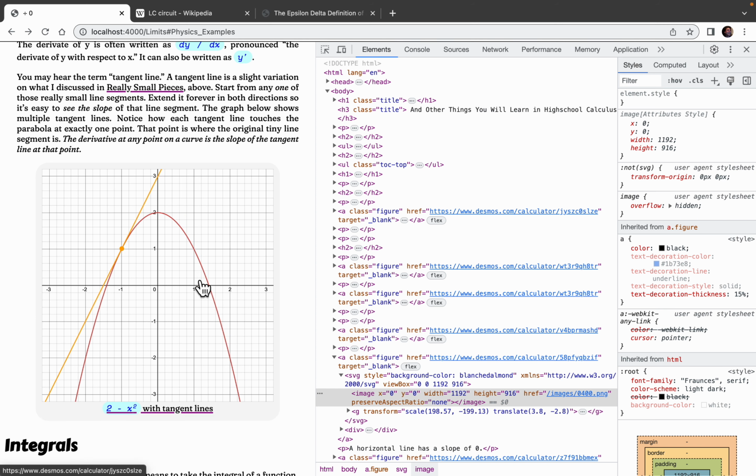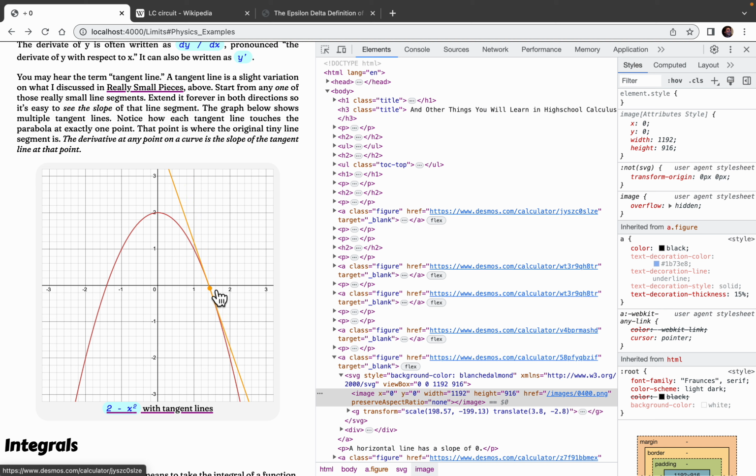You may hear the term tangent line. A tangent line is a slight variation on what I discussed in really small pieces above. Start from any one of those really small line segments. Extend it forever in both directions so it's easy to see the slope of that line segment. The graph below shows multiple tangent lines. Notice how each tangent line touches the parabola at exactly one point. That point is where the original tiny line segment is. The derivative at any point on a curve is the slope of the tangent line at that point.